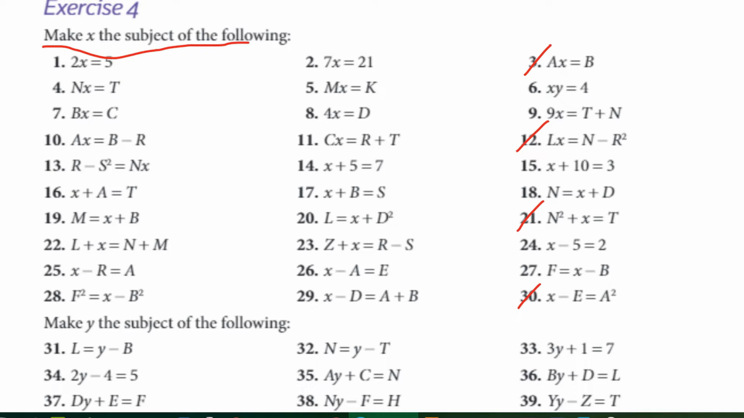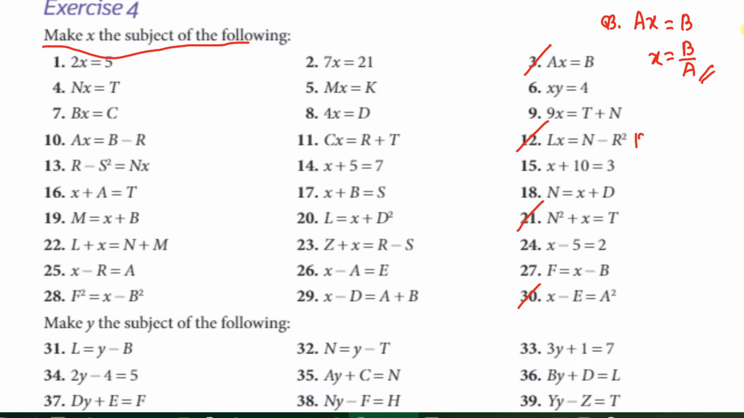So question number 3, if we select it, it is written here ax equals to b, right? So x, actually a is multiplied with the x. If we wanted to make x as a subject, then we needed to do one thing. If we take a to the right side, then definitely it would be b by a. Okay, so in this way we can find out our x as a subject.